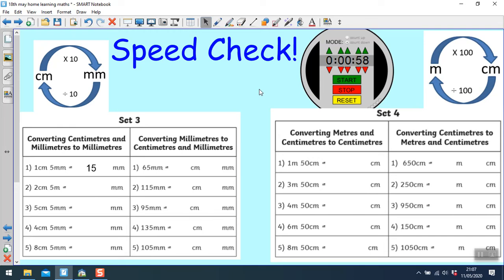Halfway through, you've got 1 minute left. Last 5 seconds.